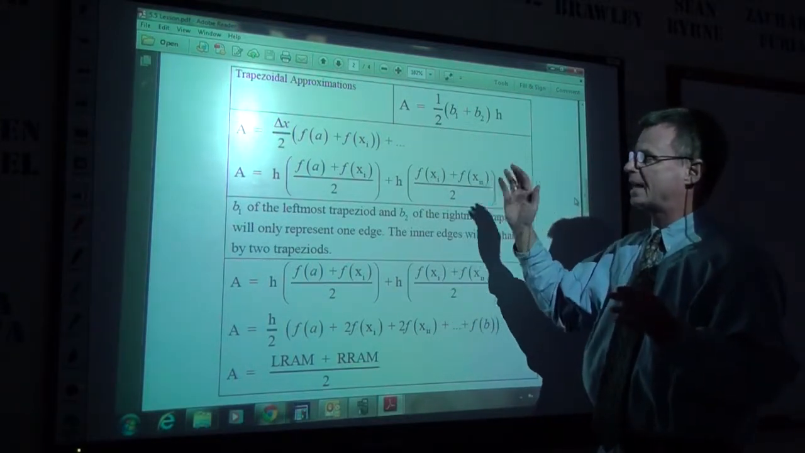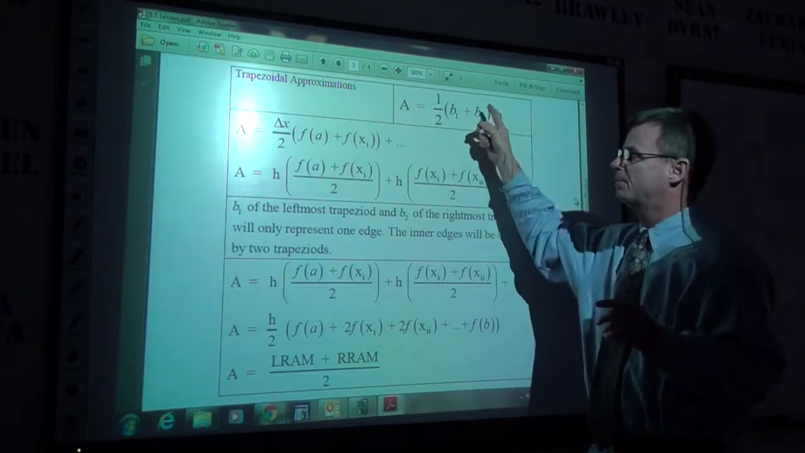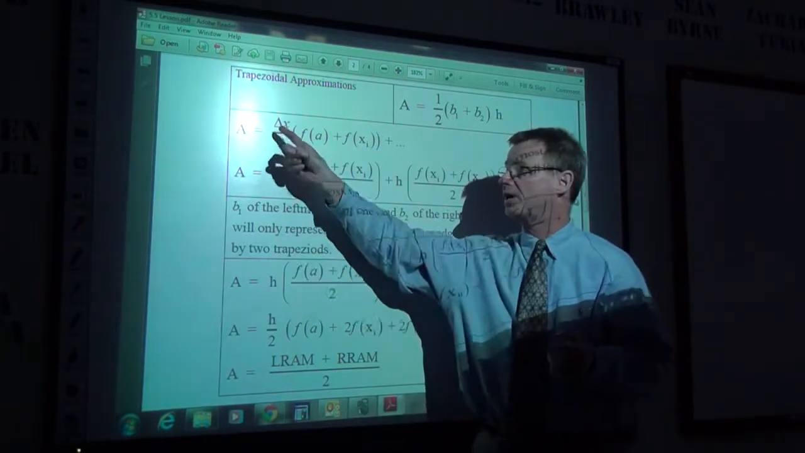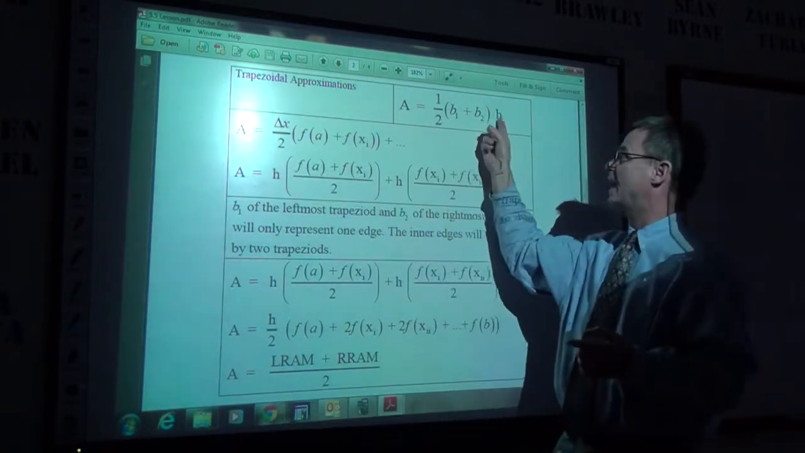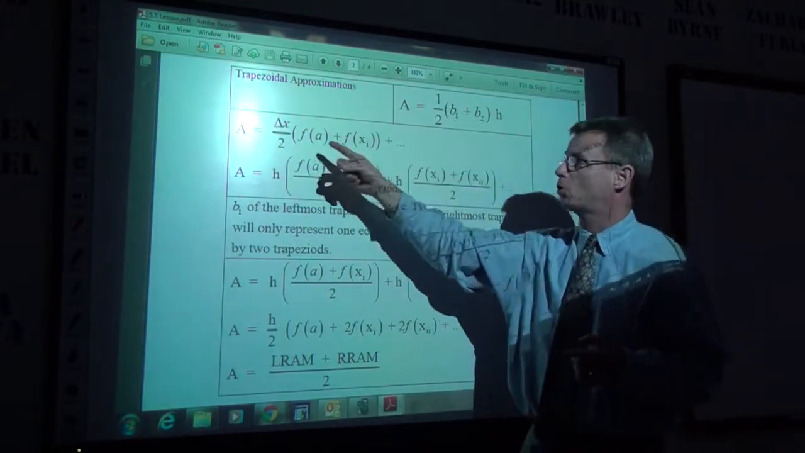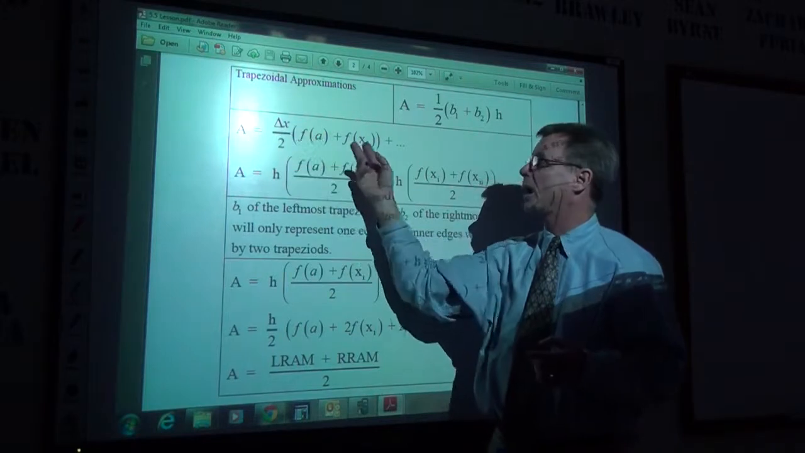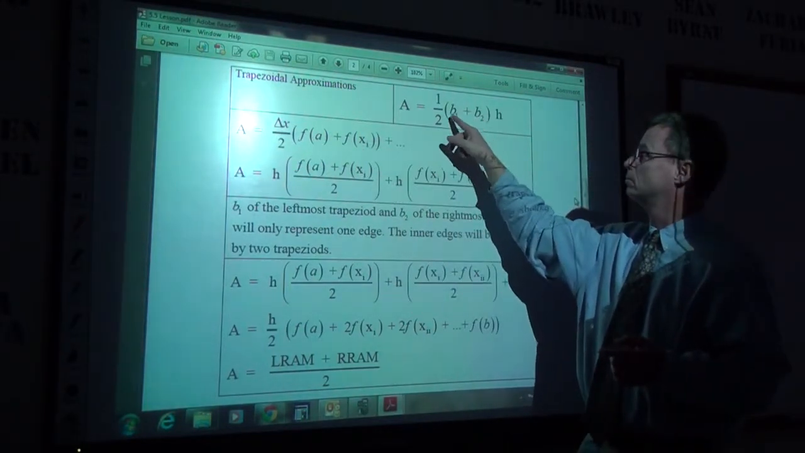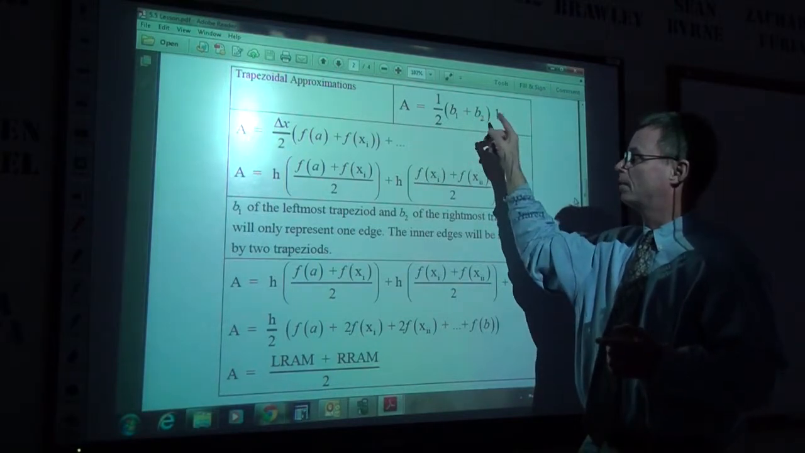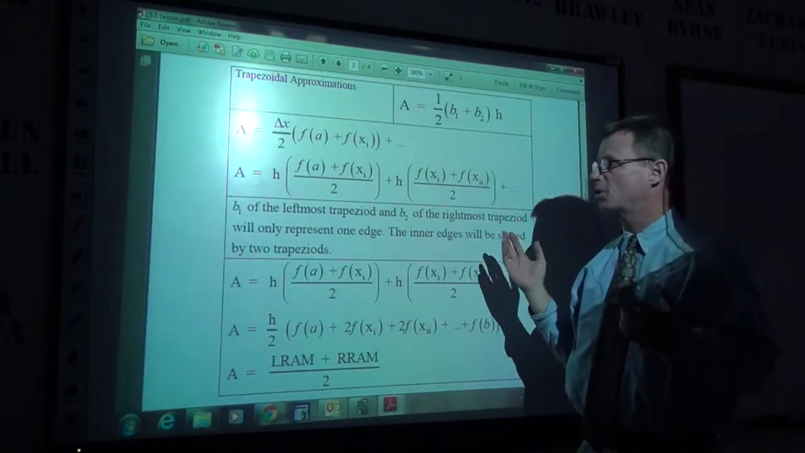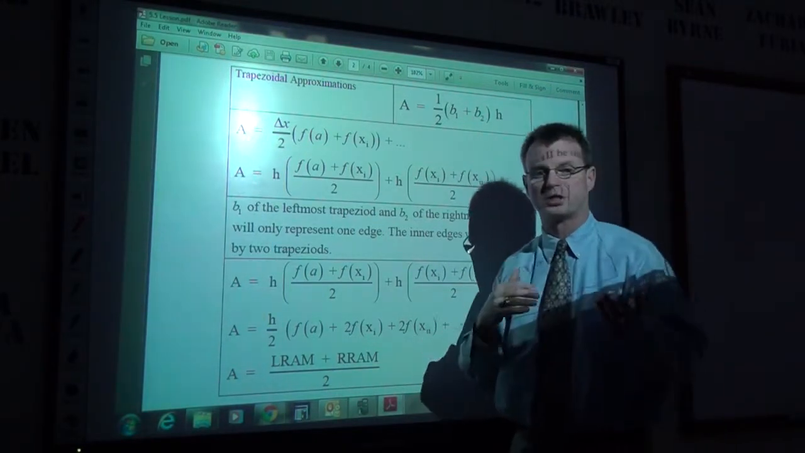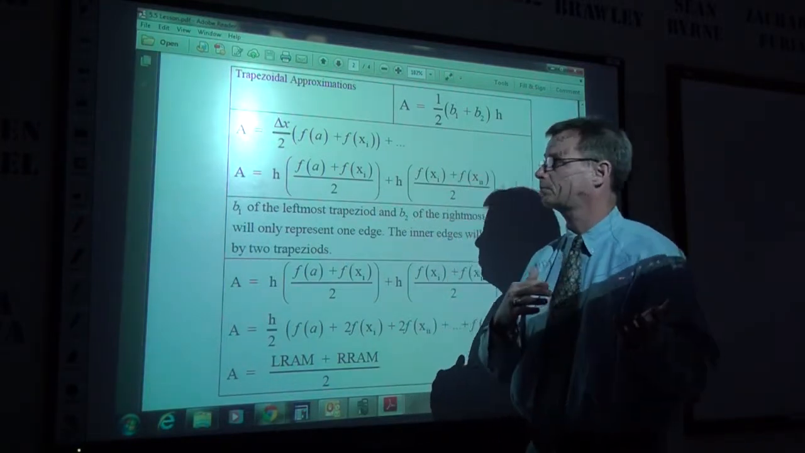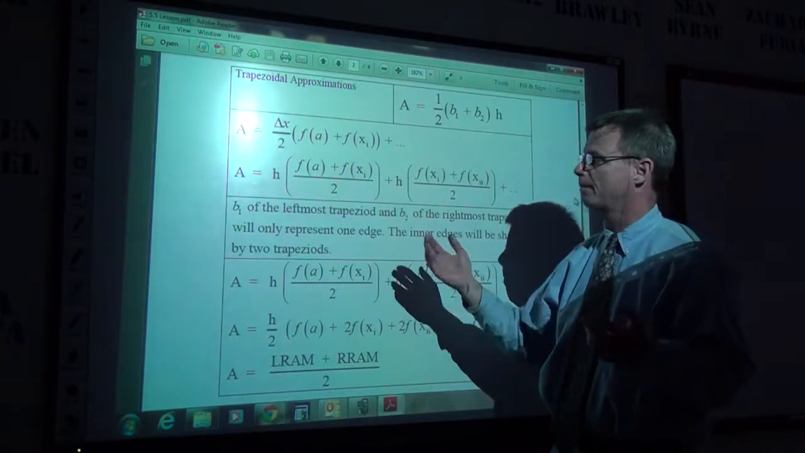And if we apply that to what's going on here, the height of this trapezoid, if we picture this being turned on its side, is delta x. So if we move this h to the front here and call this delta x, now we've got this expansion where these are the lengths of the bases. And those lengths of the bases, since we turned it on its side, are actually going to be the dependent values of the graph. So we could look at it this way.